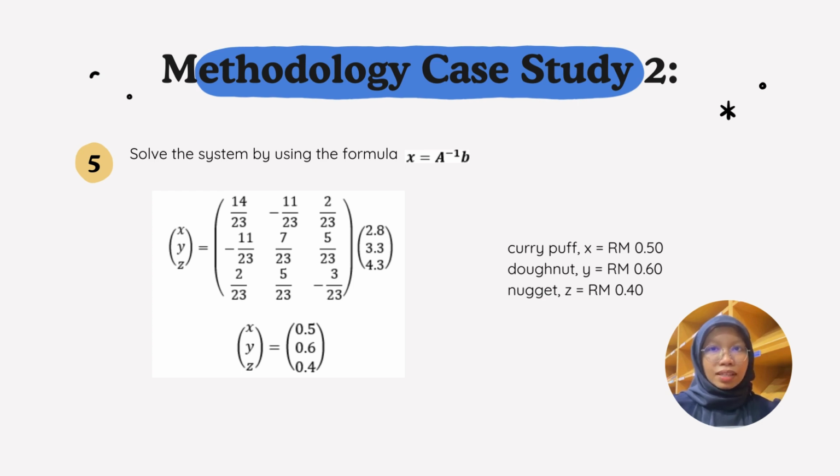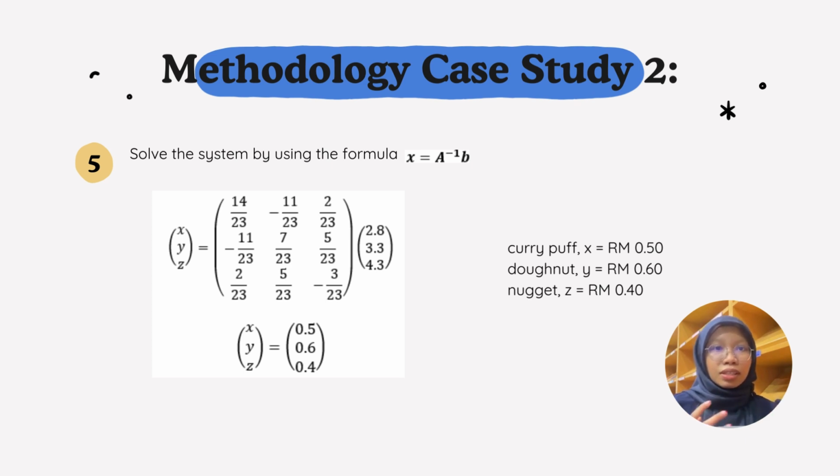As you can see in the slide, we use X as x, y, z, and let's put to the right side what we got before, the inverse of A, which is 40 over 23, negative 11 over 23, and 2 over 23. And then the second column is negative 11 over 23, 7 over 23, and 5 over 23. And then the third column is 2 over 23, 5 over 23, and negative 3 over 23.